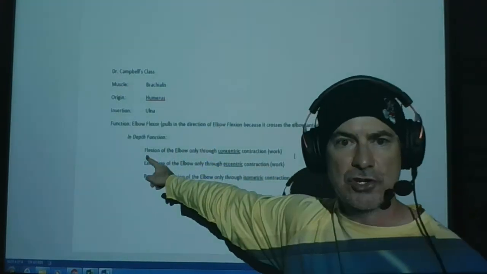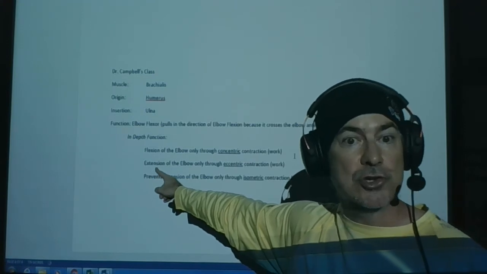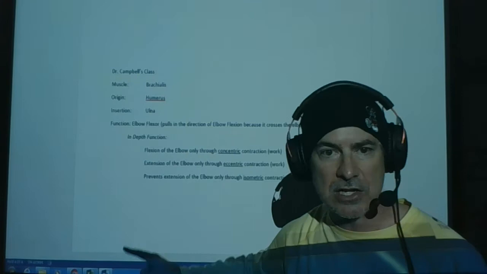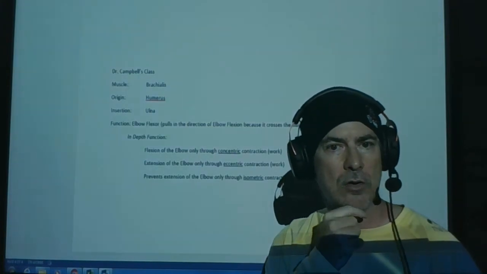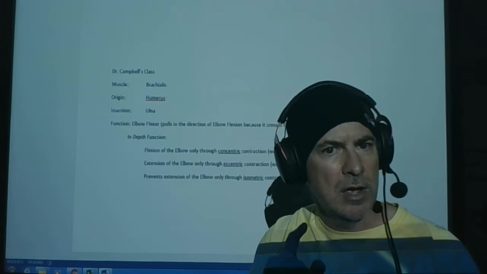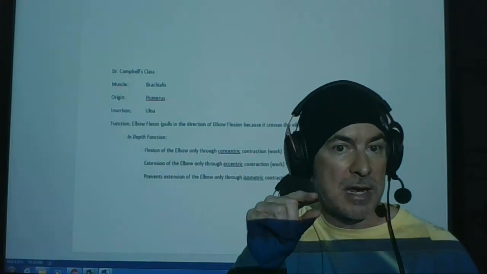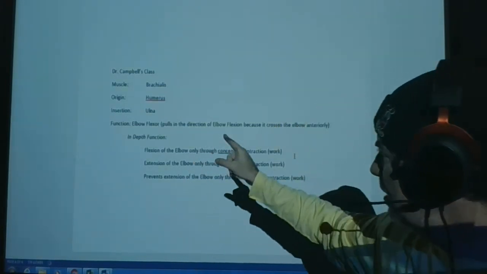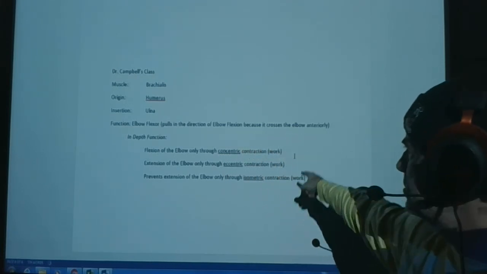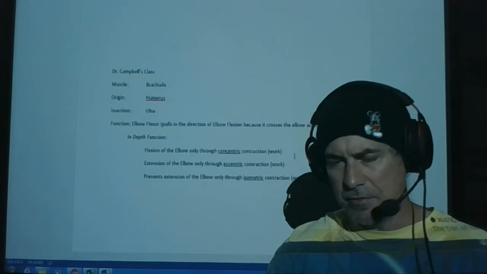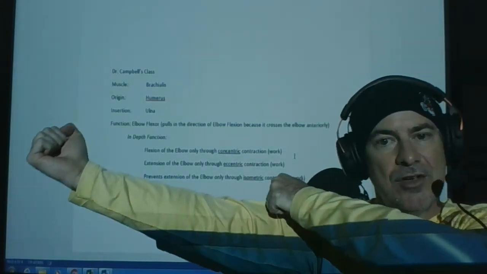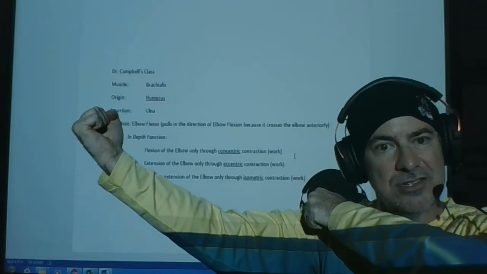In our class, muscle, brachialis, origin, humerus, insertion, ulna. What's the function? What is it trying to do? It's an elbow flexor. Well, what does that mean, an elbow flexor? Does that mean it's always going to be flexion? No. Elbow flexor means a muscle that pulls in the direction of elbow flexion because it crosses the elbow anteriorly, crosses in the front. So if you have a rope that crosses the elbow in the front and you pull on that rope, you're going to be pulling in a direction of flexion.